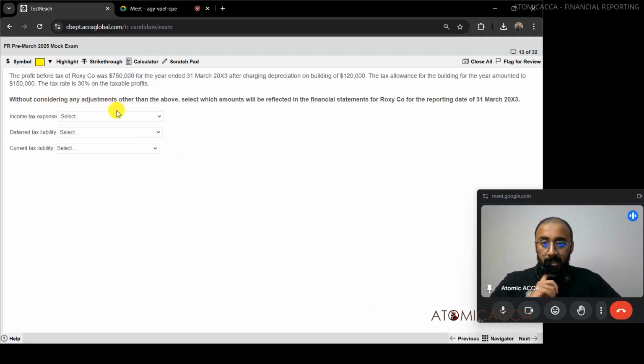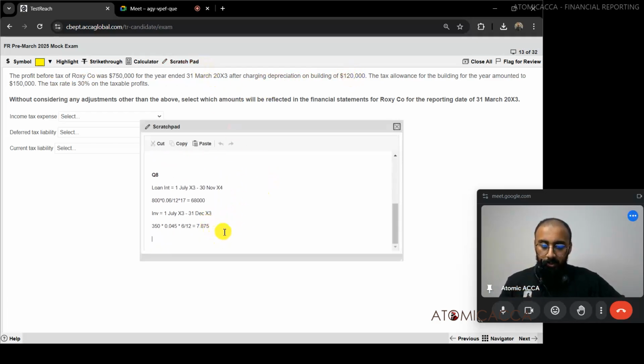Without considering any adjustments other than the above, select which amounts will be reflected in the financial statements for Roxy company for reporting date of 31st March X3. What is reflected in financial statements for 31st March X3? Profit before tax of Roxy company was 750,000 for year ended 31st March X3, same timeline. Profit before tax, after charging depreciation on the building of $120,000.